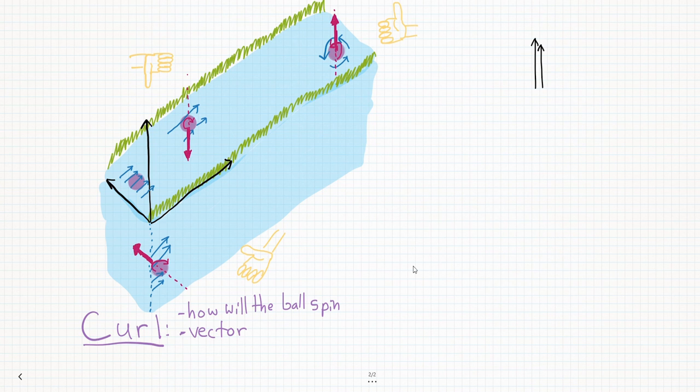Let's review. These vectors would make a ball spin clockwise, and by the right-hand rule, that means that the curl should point into the screen. These vectors would make a ball spin counterclockwise, so by the right-hand rule, the curl should point out of the screen.